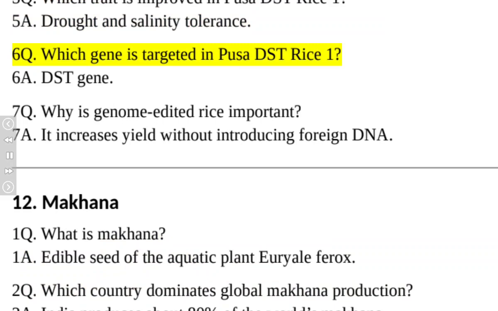Which gene is targeted in Pusa DST Rice 1? 6A. DST gene. 7Q. Why is genome-edited rice important? 7A. It increases yield without introducing foreign DNA.